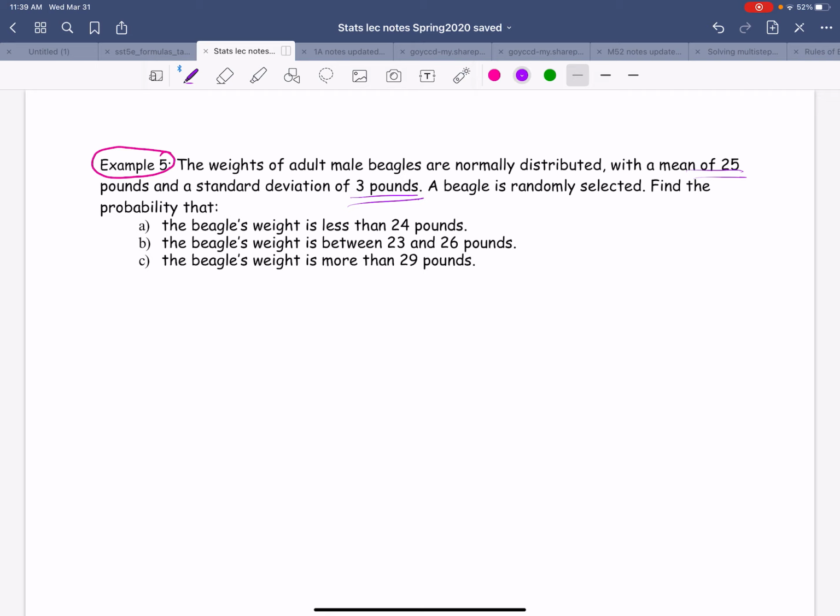The weight of adult male beagles are normally distributed with a mean of 25. So the mean is 25 and the standard deviation is 3. A beagle is randomly selected. Find the probability the beagle's weight is less than 24 pounds. So we want to find the probability of the weight less than 24 pounds. So I need to convert 24 into the z-score. I'm looking for the area to the left of a certain z-score. What is a z-score? Let's go ahead and convert 24 into the z-score.